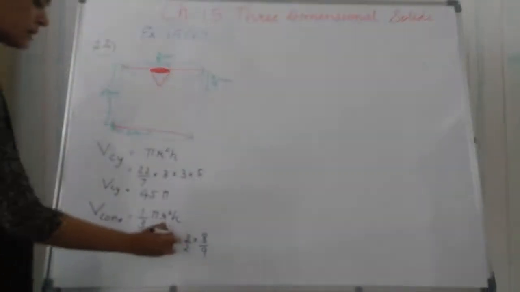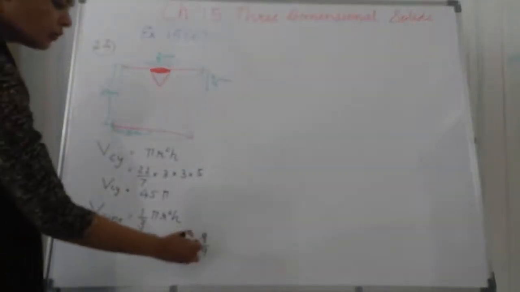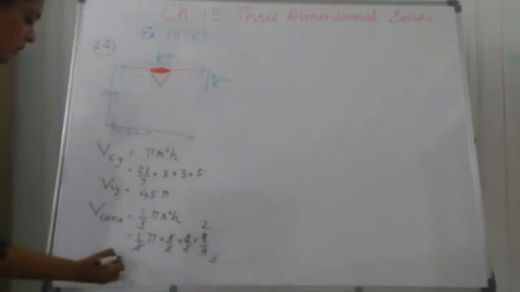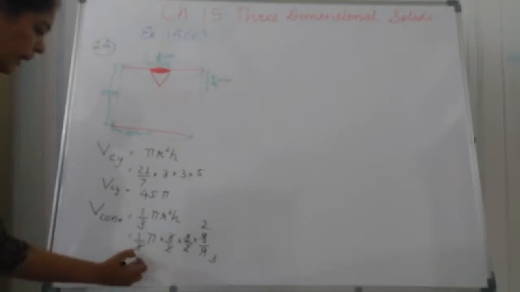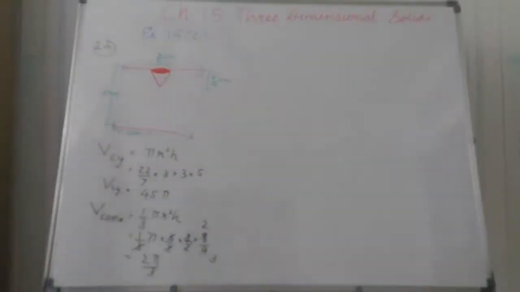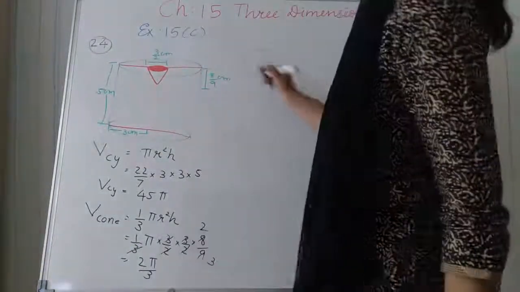So 3 get cancelled. 2 2s are 4, 4 2s are 8, and 3 3s are 9. So this is 2 pi by 3. Okay. Now we want volumes. Volumes we have found. Now we want to subtract them. Then only we get metal A.